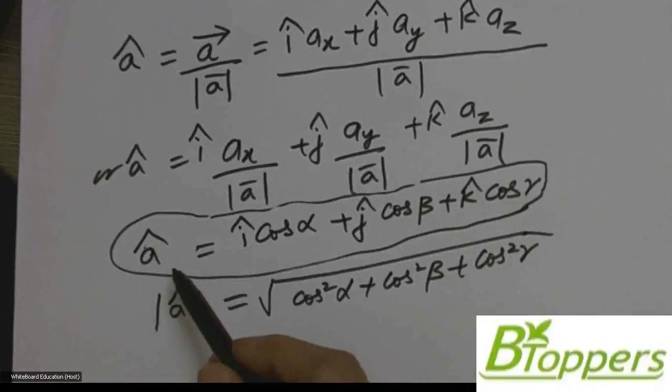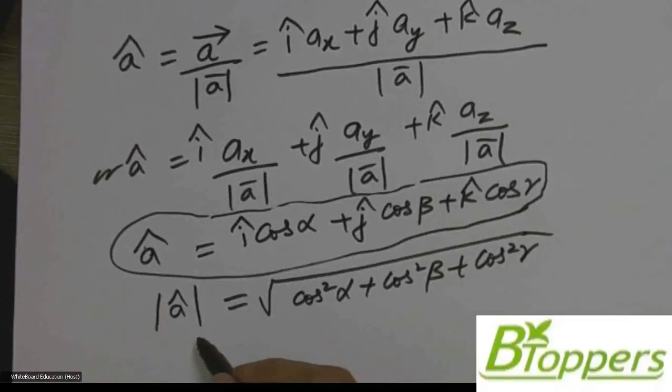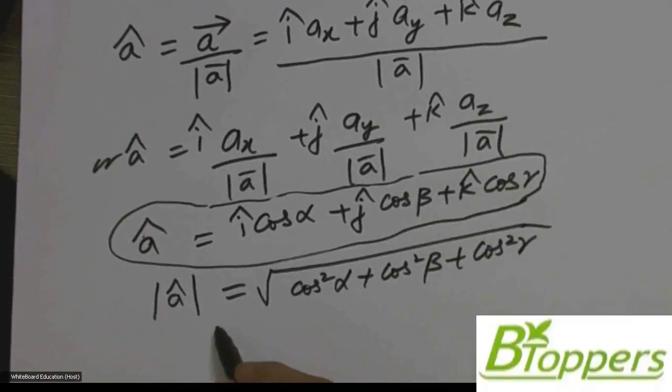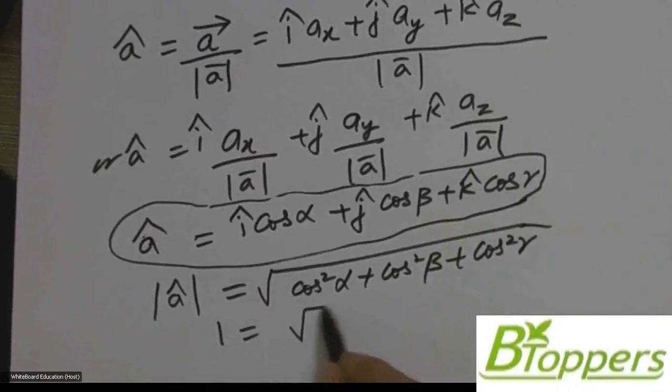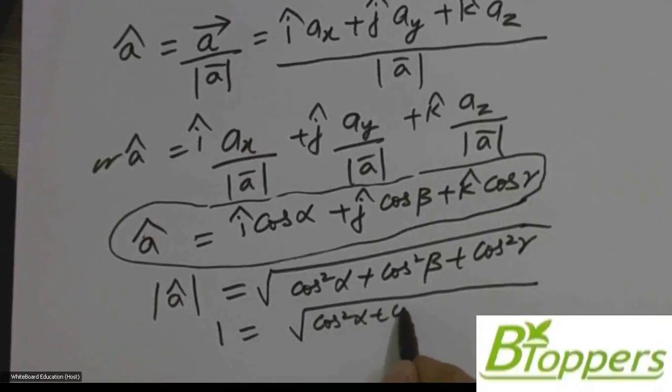But A cap represents a unit vector. That means modulus of vector A cap is equal to 1. Therefore, on the left hand side, I can write 1 equal to root of cos square alpha plus cos square beta plus cos square gamma. That means we have arrived again at the same conclusion which I discussed earlier: cos square alpha plus cos square beta plus cos square gamma equal to 1.